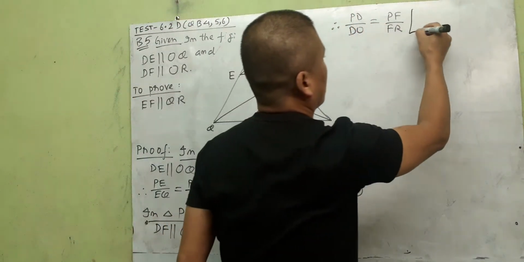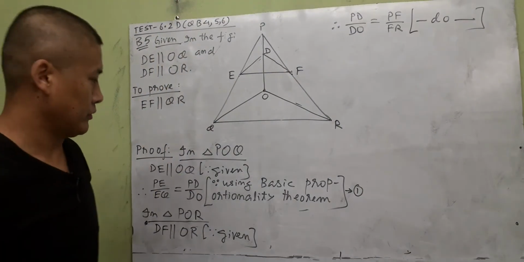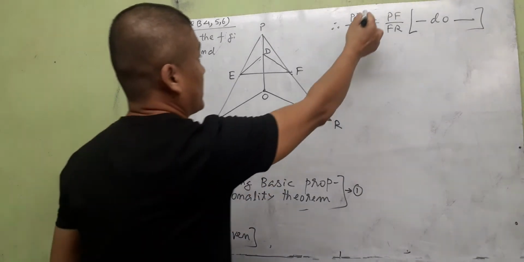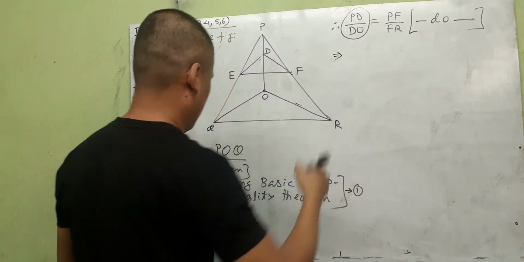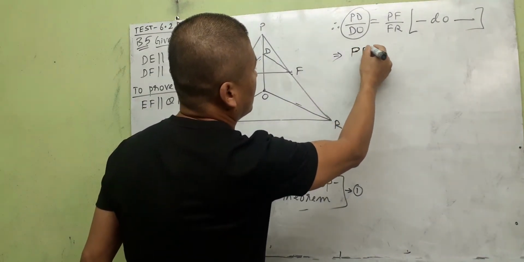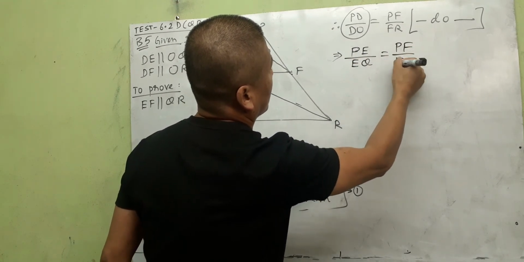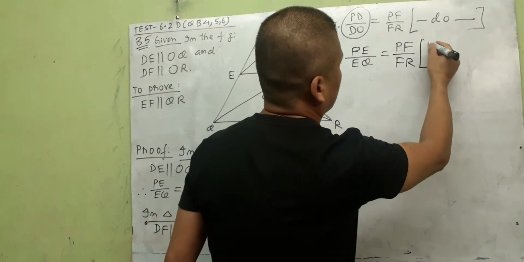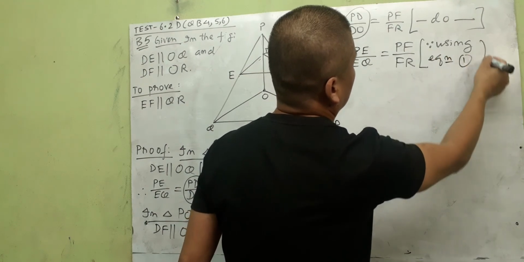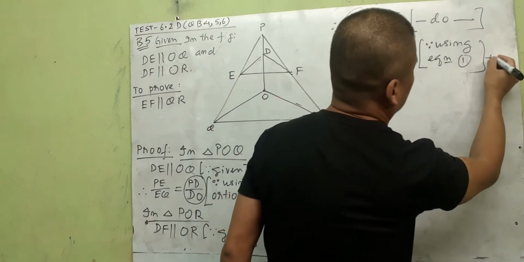And we know the reason is the same as the previous one, basic proportionality theorem. So here we can see PD by DO is common in both. This one can be replaced by PE by EQ, and here PF by FR. You can write since, using equation 1, putting it here. So now let's put this one as equation number 2.